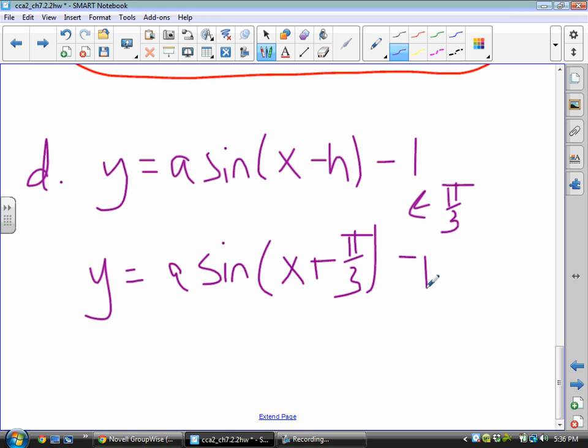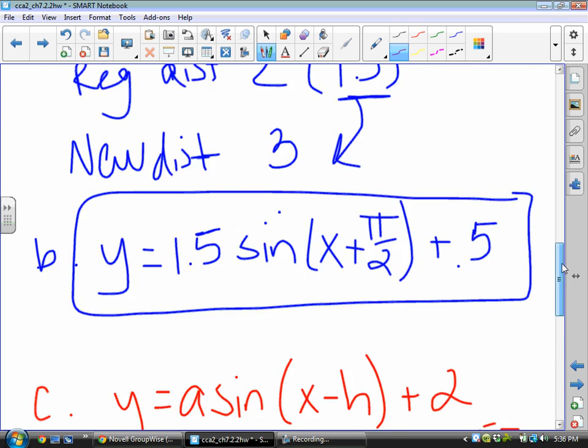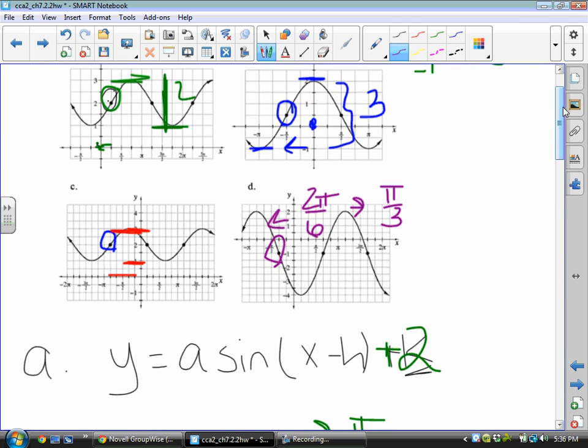Okay. So last but not least, we have our amplitude. So let's look at this. If I use this point right here as my starting point, look, normally sine goes up first, right? But this one's going to go down first. So that means it's reflected. So that means it's going to have a negative amplitude. Okay? So let's look at the actual value of the amplitude now. Its highest point is 2, its lowest point is -4. That's a distance of 6.